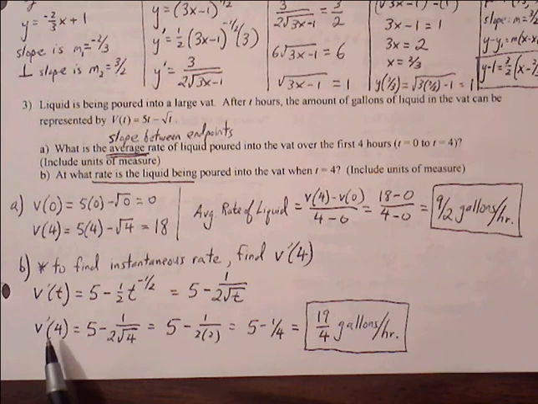And then if we evaluate the instantaneous rate at 4, we can find out the exact rate of change at that moment in time. So plug 4 in for t, we get 5 minus 1/4, which is 19 over 4 gallons per hour.